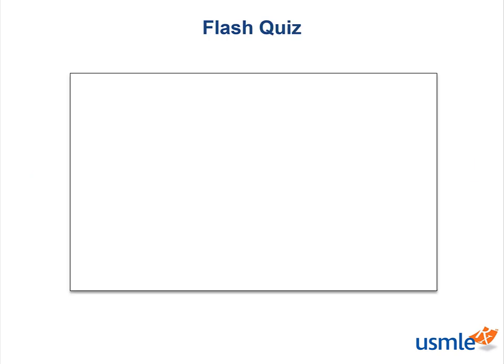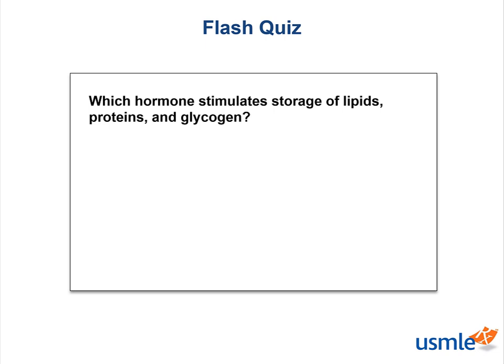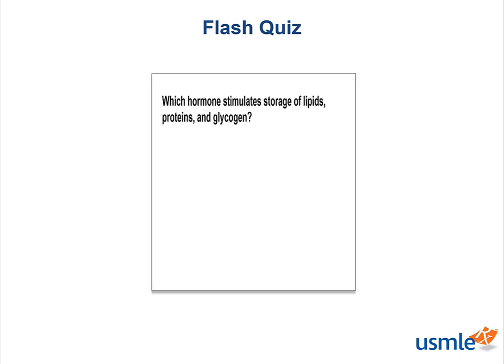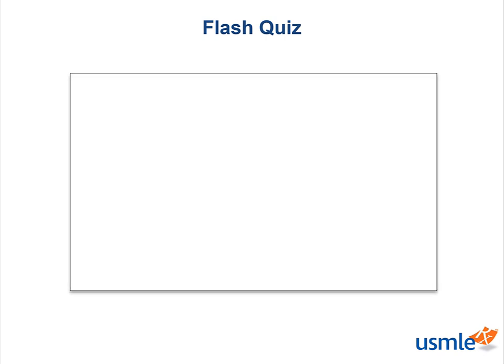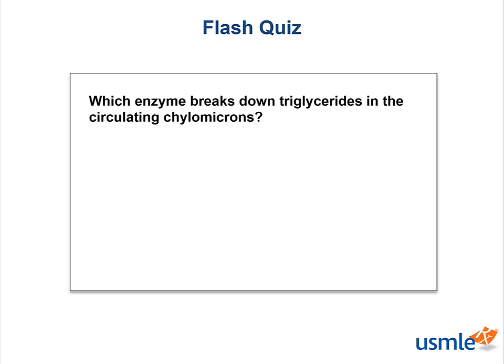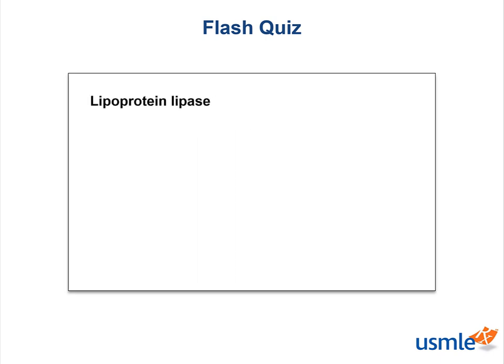Okay, let's check what we just reviewed. Which hormone stimulates the storage of lipids, proteins, and glycogen? Yep, it's insulin. Let's do one more. Which enzyme breaks down triglycerides in the circulating chylomicrons? Great, it's lipoprotein lipase.